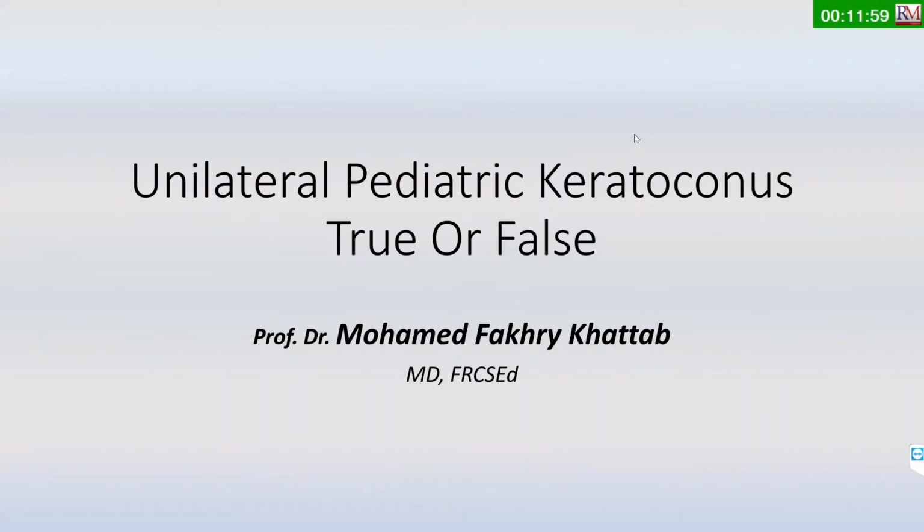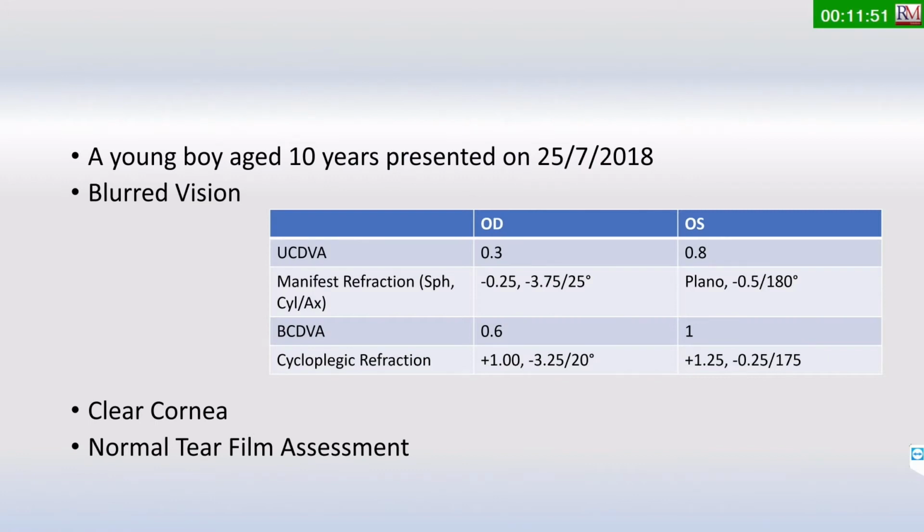Okay, now my next talk, following the lead of Dr. Hosni, is about unilateral pediatric keratoconus. This is a child who presented at the age of 10 back in the year 2018. He had blurred vision in the OD, as we can see. The manifest and cycloplegic refraction showed higher astigmatism compared to the OS.